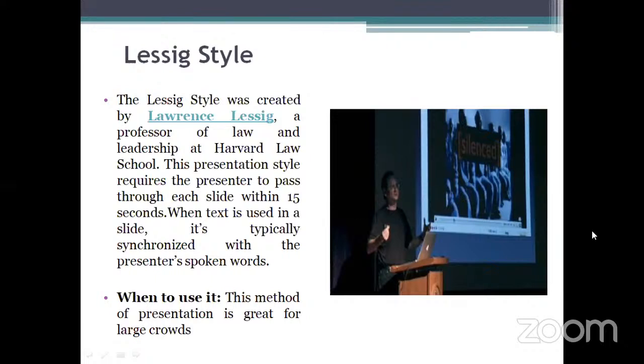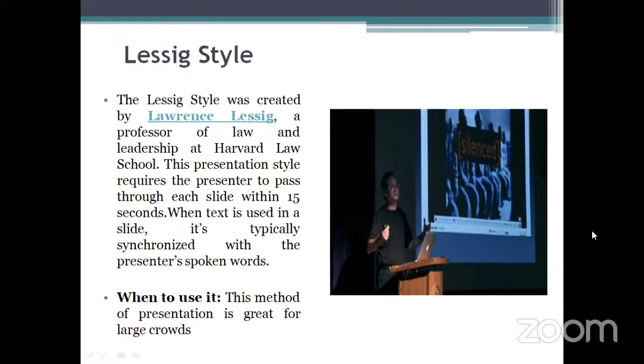When text is used as a slide, it should be completely synchronized with what the presenter is trying to speak. This is a style of presentation which is useful when you have a large PowerPoint to present, but you have to cover all the areas. In this case, you can allot 15 seconds for each slide and explain them in a synchronized manner so that the audience can easily get the idea.